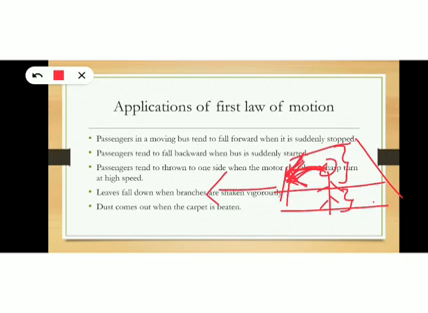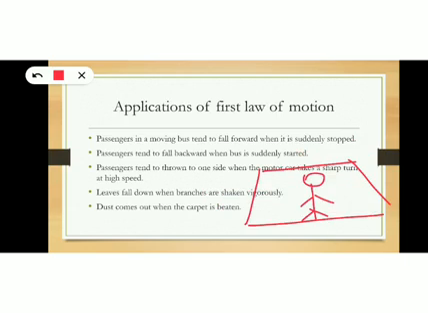Okay. Now just consider the second application, that is, passengers tend to fall backward when the bus is suddenly started. You might have also experienced this situation. Consider the same bus and you are standing in the bus. Suppose the bus is at rest initially and is suddenly started. Then you tend to fall backward. The bus is moving in this direction, but you tend to fall in the backward direction. So what could be the reason for that?